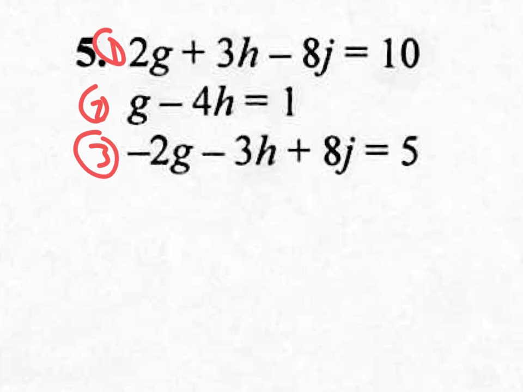Remember, your goal is to create a 2x2 system. Your goal is to get 2 equations that only have 2 variables. Now this one already has 2 variables. Does that make sense? So this is the one that we're going to be using when we create a 2x2 system. We're going to create a GH system. So I'm going to use equation 1 and 3 to cancel out this negative 8j with this positive 8j. Okay, so that's what I'm going to do. I'm going to use 1 and 3.